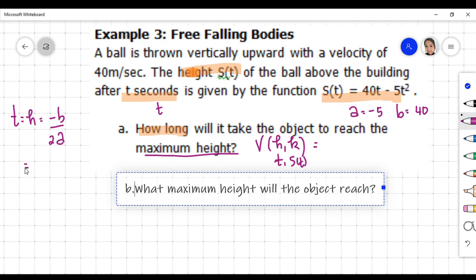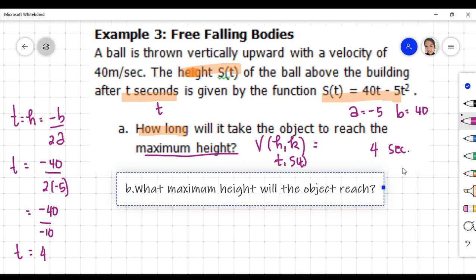So t is equal to negative of 40 divided by 2 times negative 5. So that is negative 40 divided by negative 10. So t is equal to 4. So hindi pwedeng mag-negative yung t natin because it's time. Therefore, how long will it take the object to reach the maximum height? It will be 4 seconds. Okay?